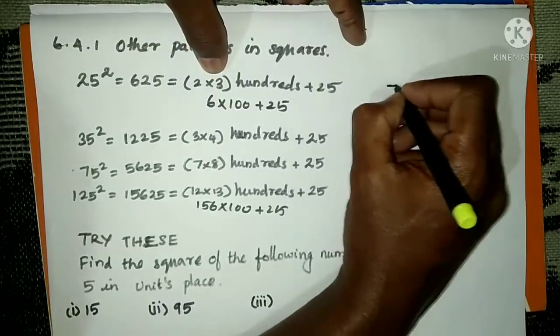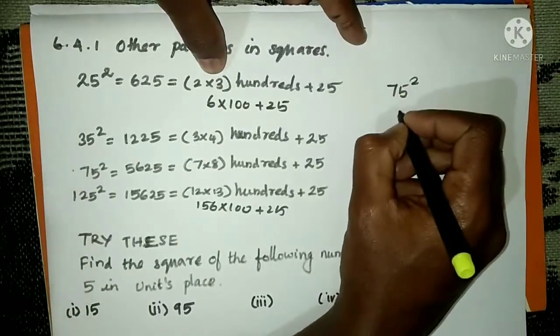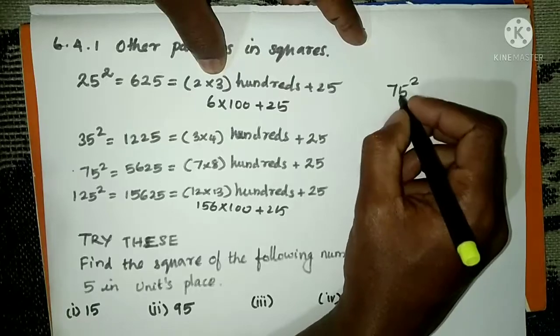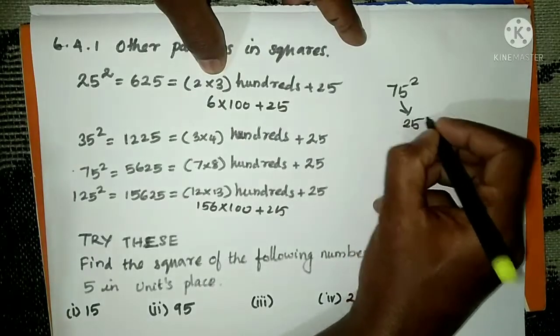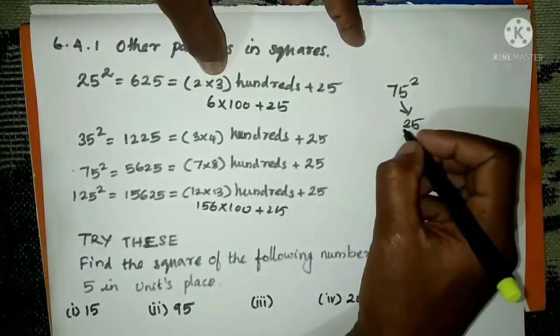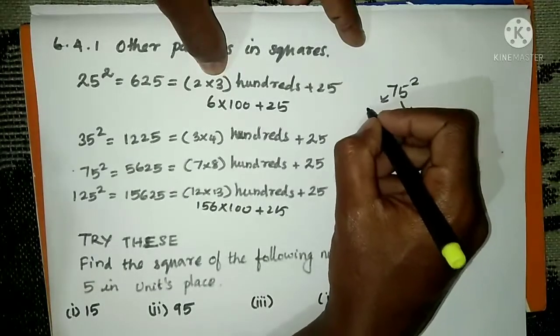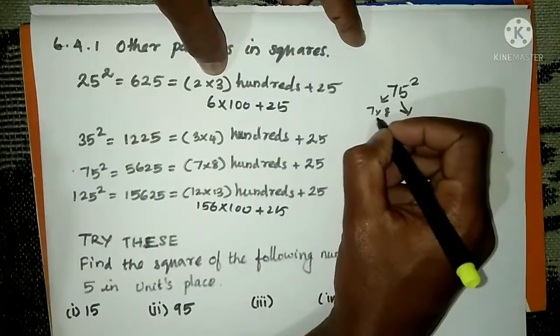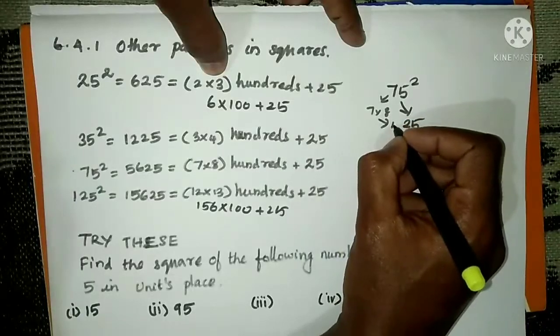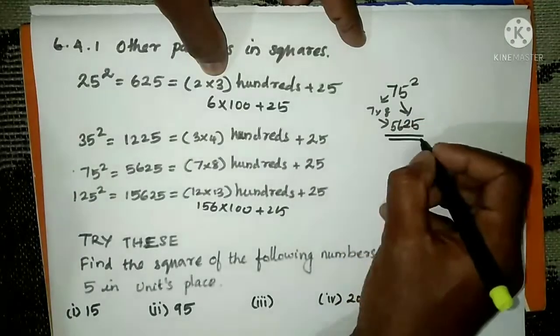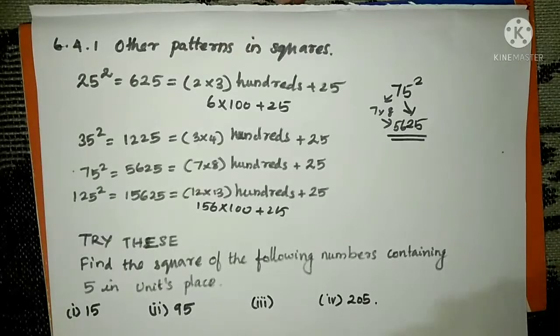This can be written like this also. For example, the 75 square, we can write: 5 square always will get 25. In all cases 5 square will always get 25. This 7 we can write as 7 into 8. The 7 into 8 is 56. That 56 we can write here. So we'll get the answer as 5625.